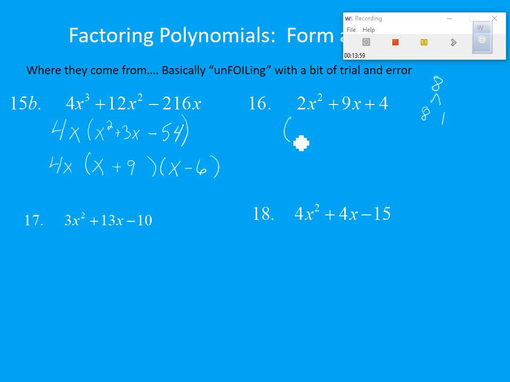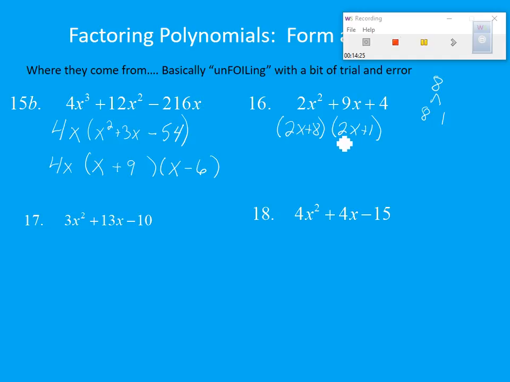Now normally, don't do this on your paper, normally we would have written that, but notice that x times x isn't 2x squared, and 8 times 1 isn't 4. So here's our next step. See this 2x squared? I'm going to use the 2x out of that. So it's going to look like this. I'm going to write parenthesis 2x plus 8 and 2x plus 1. So notice I used the 2x there and there.